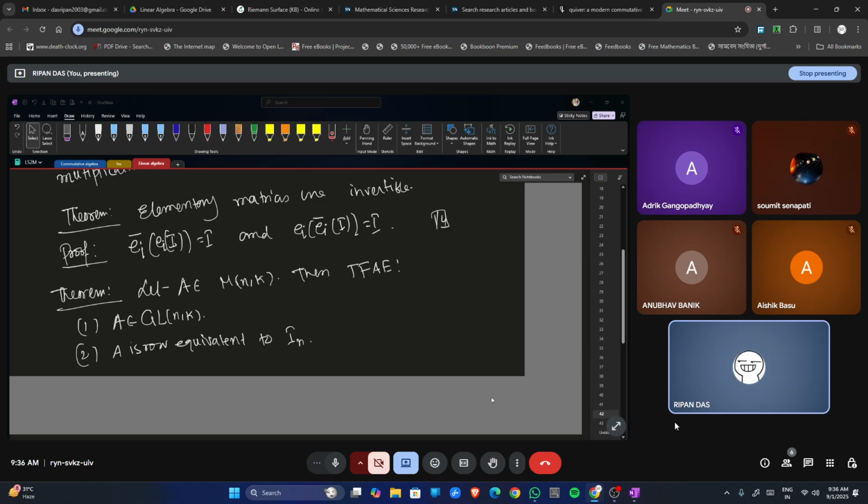What is the proof? A is in GL_n(K), A is row equivalent to identity matrix.